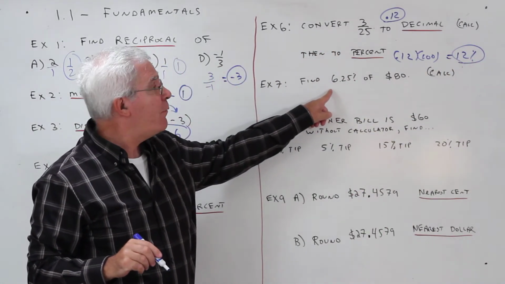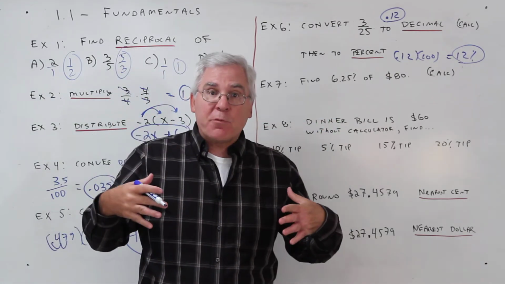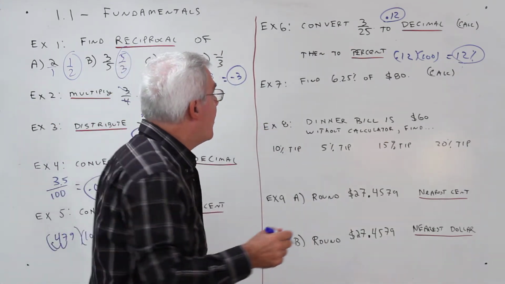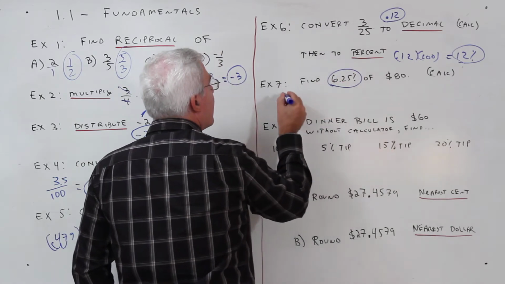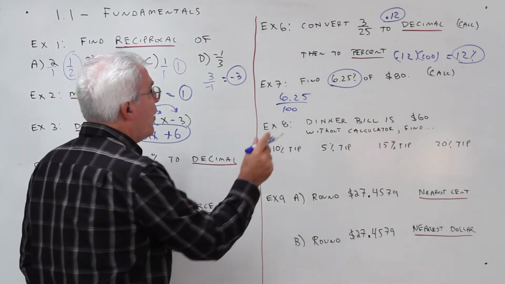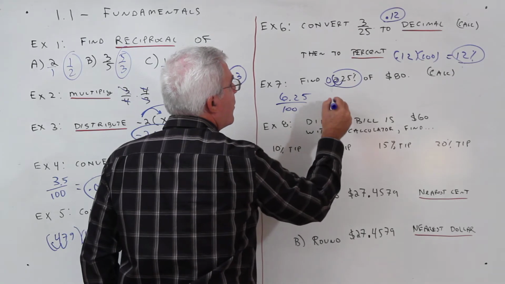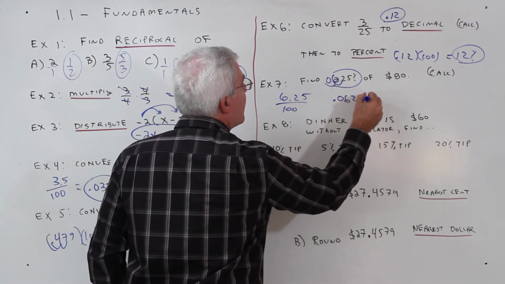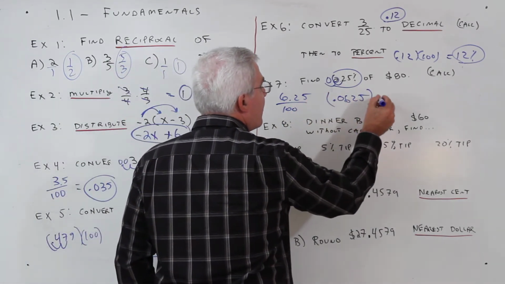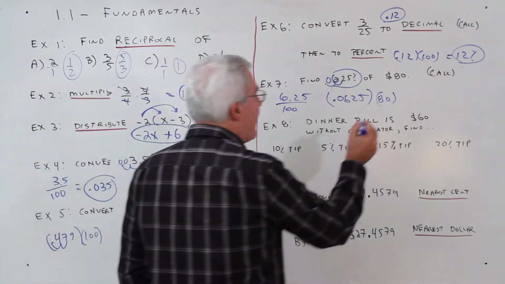Find 6.25% of $80 with your calculator. So when we do operations with percent, we always want to make it be a decimal. Okay, so let's make this be a decimal. So 6.25 over 100, you could use your calculator, or the way that I do it is I'm going to go 1, 2, so it's 0.0625. And then the word of means to multiply. So 0.0625 times 80, and if you work it out with your calculator, you'll get an even $5.